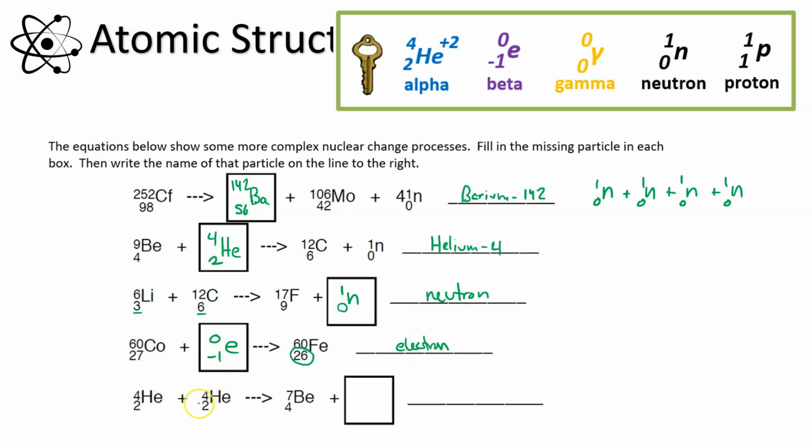The last example has 2 helium atoms colliding together to make beryllium-7 and some missing particle. At the beginning on the left, there's a total of 2 plus 2, 4 protons. I've already got 4 protons in beryllium, so the missing particle has 0. On the left, there's a total mass of 8. My beryllium has 7 of those 8, so the missing particle must have 1 mass unit, so we again have a neutron. And that's the complete set.